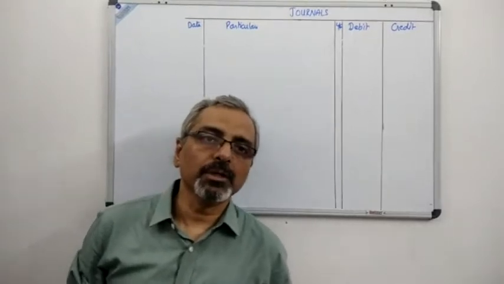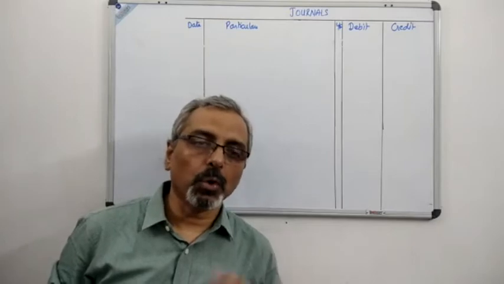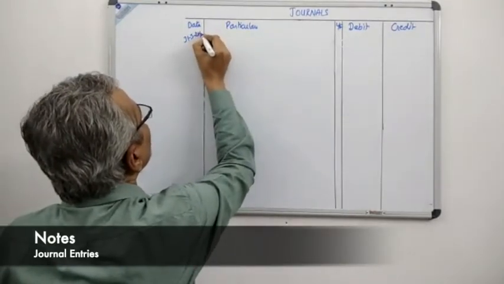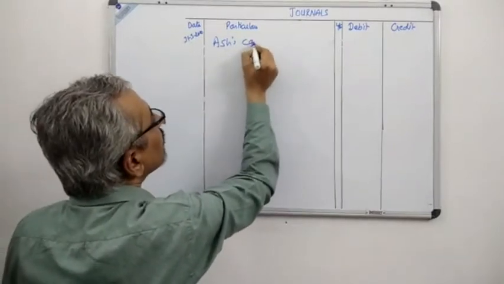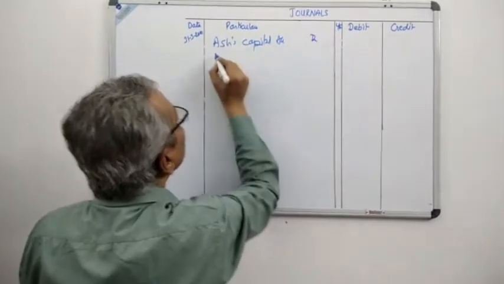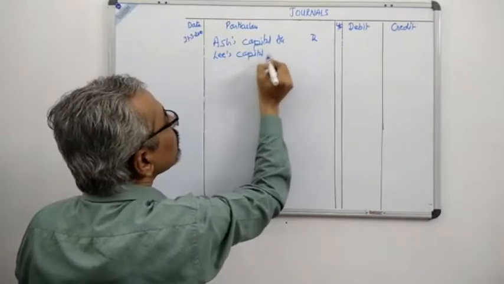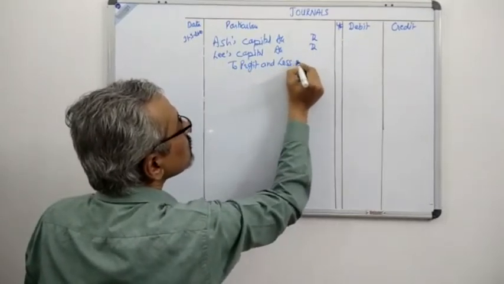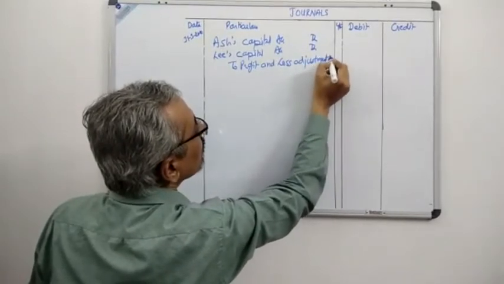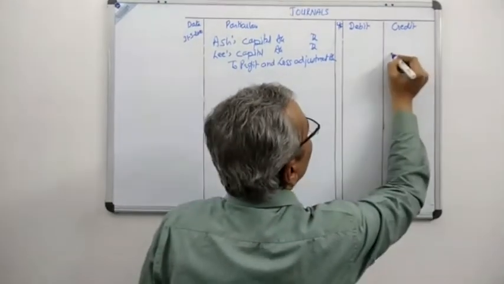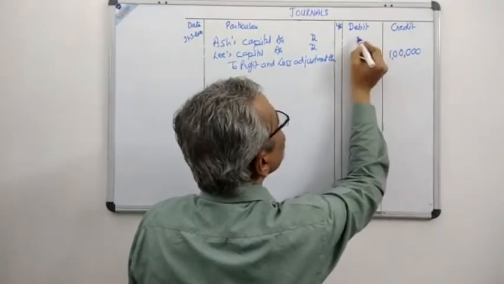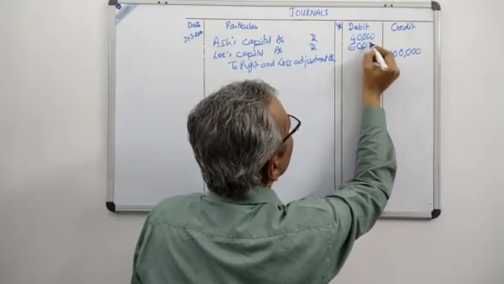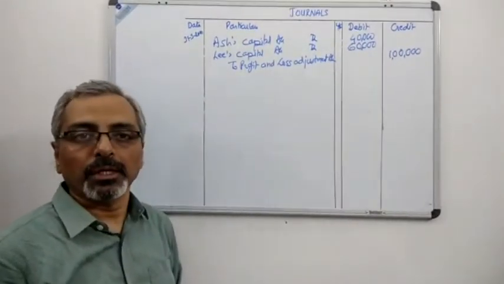See in this question, the date has been given to you, that is 31st of March 2020. So all the entries will be made on that date, 31st March 2020. We'll start with the first entry, that is Ash's capital account debit, Lee's capital account debit to profit and loss adjustment account. So what is it? The amount is 1 lakh, and now that has been divided in the ratio of 2:3. So 40,000 for the first partner and 60,000 for the second partner, because it is divided in the ratio of 2:3. This is the reversal entry.